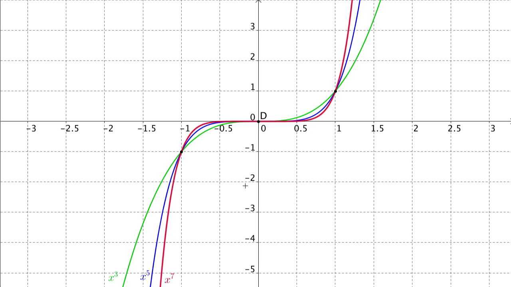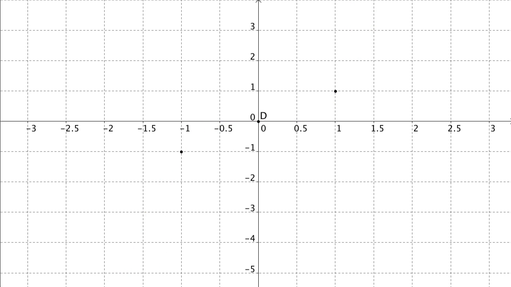The difference is that as the exponent gets larger, like the red x to the 7th function, it appears that the shape grows up and down faster. The exception is when you're between negative 1 and positive 1. X to the 7th hugs the x-axis a little bit longer as it travels away from 0, until it goes through 1, 1, and then starts to increase much more rapidly than x cubed or x to the 5th. So all the odd functions will have this S-shaped graph that goes through 1, 1, 0, 0, and negative 1, negative 1.